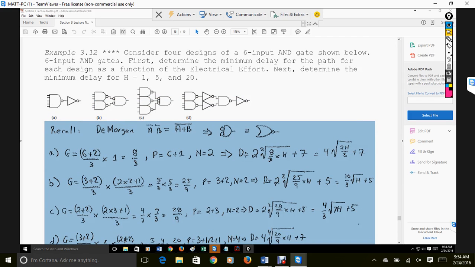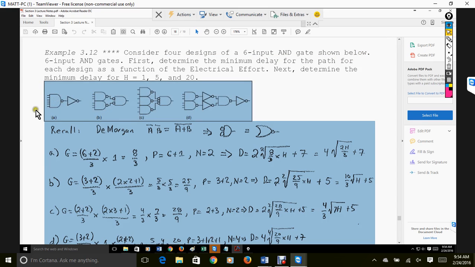Okay. So now we're going to get to a much more complicated version of this. So ultimately we have somebody who wants to design a 6-input AND gate. So how do you go about that? You could just design a 6-input AND gate like A, or you can do 2 3-input AND gates and have 2 inverters and an AND gate on the output. You have 3 2-input AND gates, or you could design it like D. All of these are logically equivalent to a 6-input AND gate.